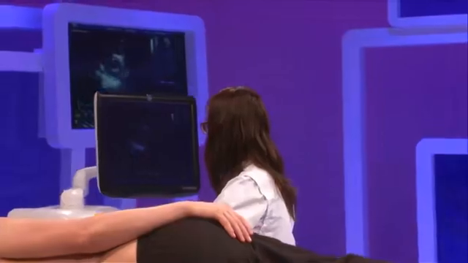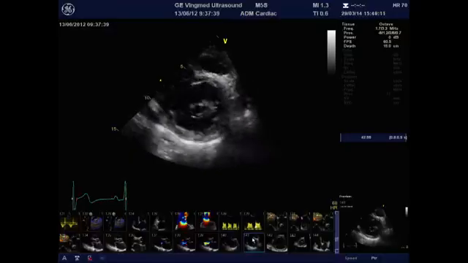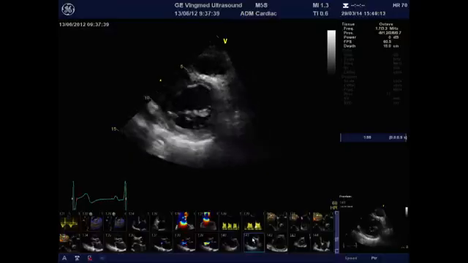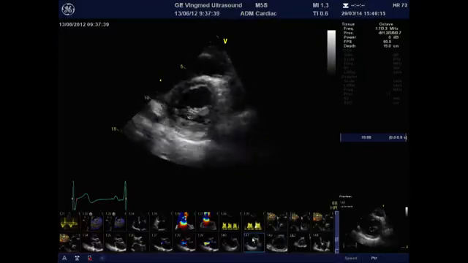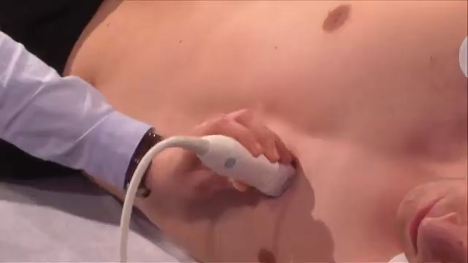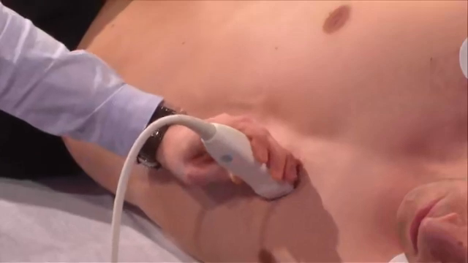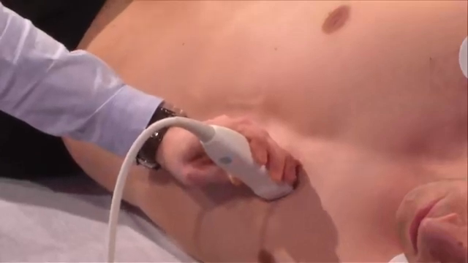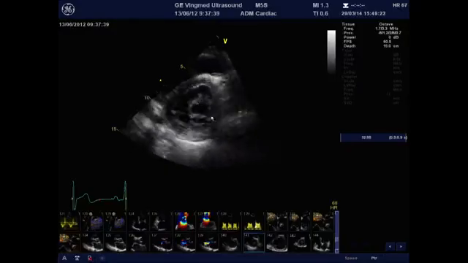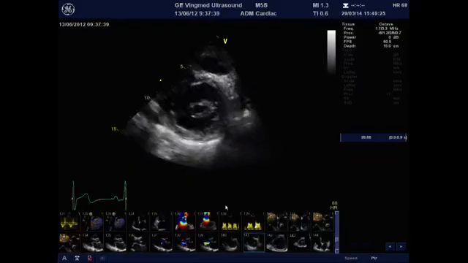It's 2D planimetry valve area. This is done in the parasternal short axis view. Again, you start at the papillary muscle levels and then you go up to the mitral valve orifice by carefully scanning, angulating and tilting the probe to find the smallest orifice. Usually when you see the commissural fusion, there you have the smallest orifice.